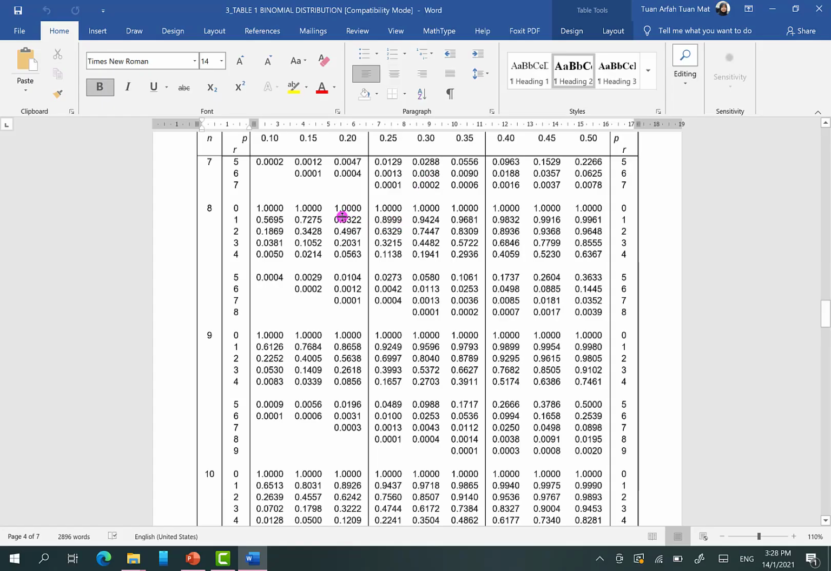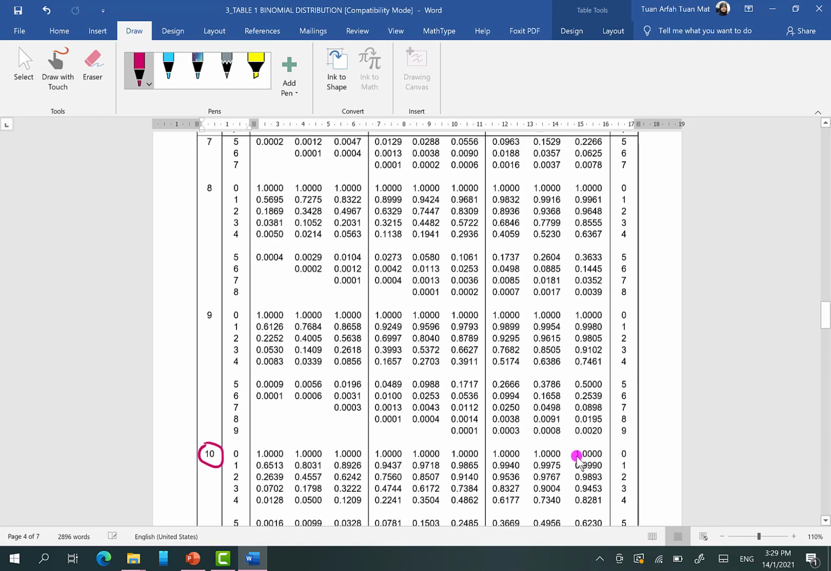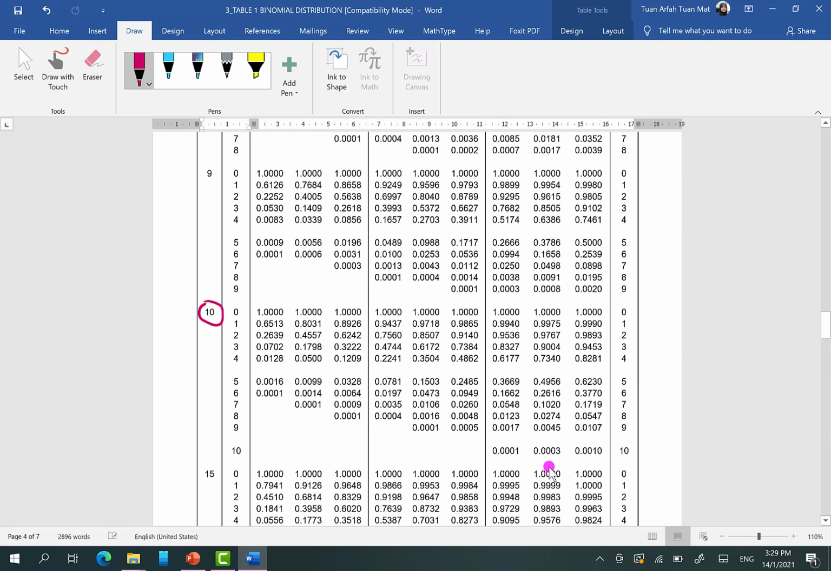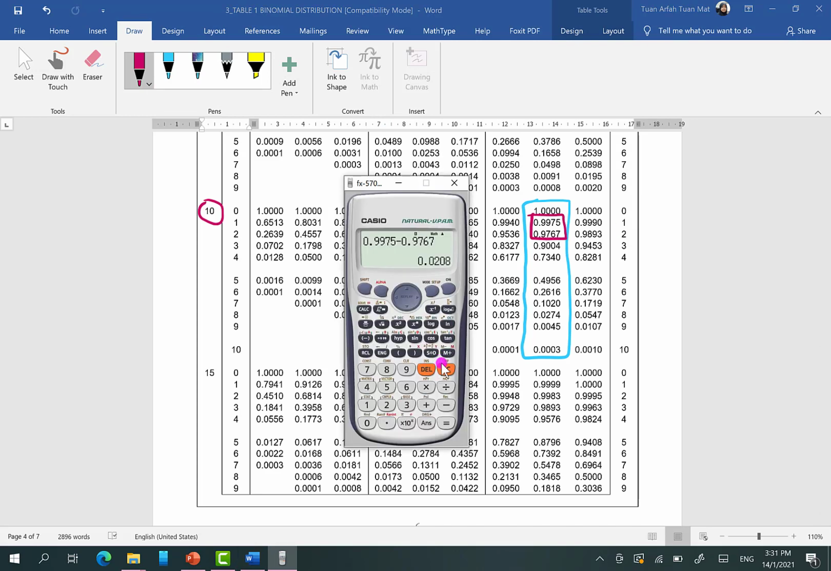Okay, this is a binomial table. The P is 0.45 and N is 10. So we have to try the difference between two probabilities. This is the column that we must focus on. Then we try to get the difference between two probabilities. So we try these two values. Okay, that's not the answer.